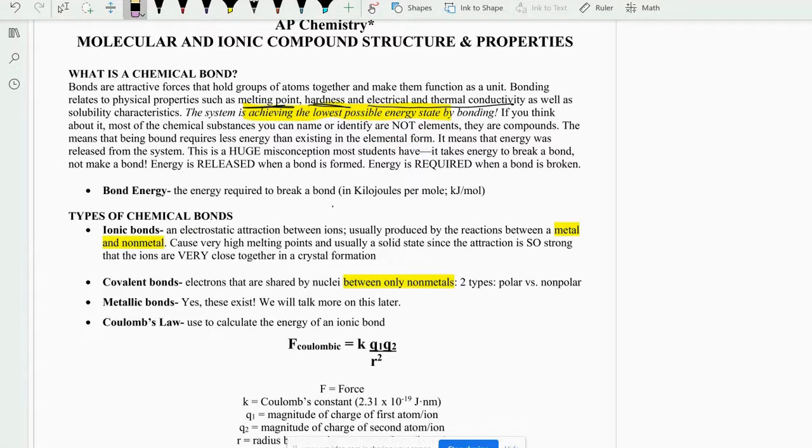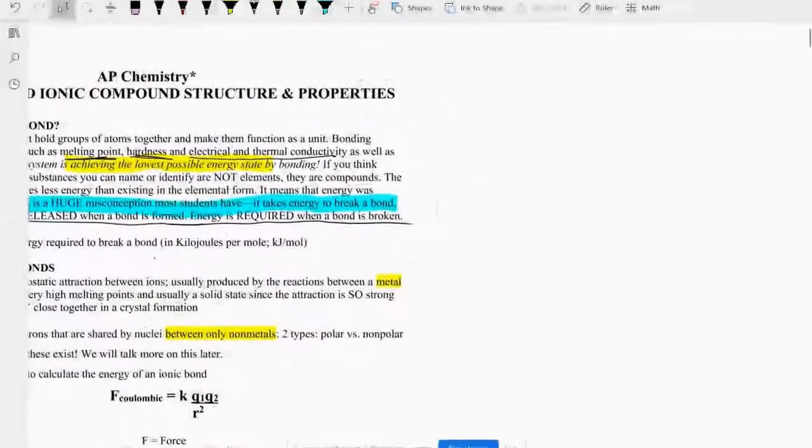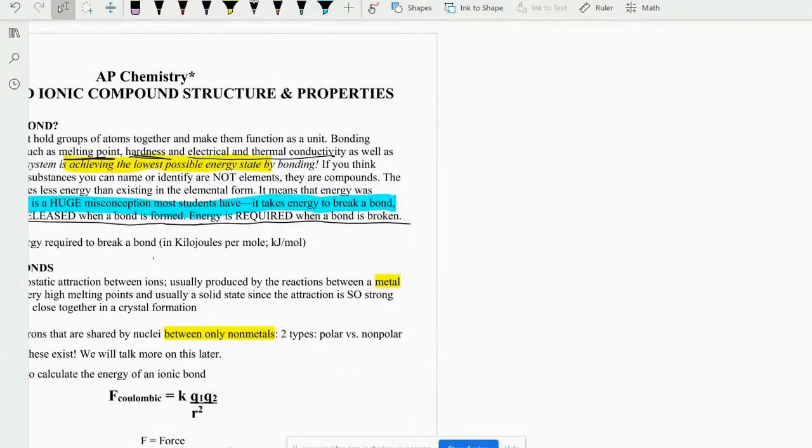One big key for this unit that will help you, and this is a big misconception, so let's clear it right now, is that it takes energy to break a bond, not to make a bond. In other words, energy is released when a bond is formed, and energy is required when a bond is broken. Now, over to the right, I can model that in a very simplistic way. Hopefully it's not too simplistic, but I think it will carry the message.